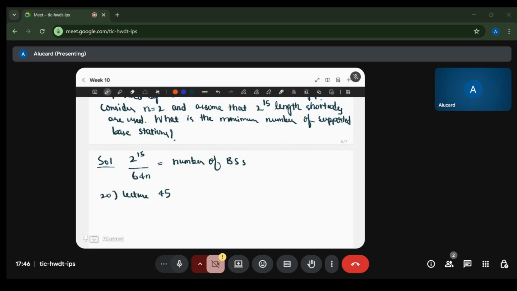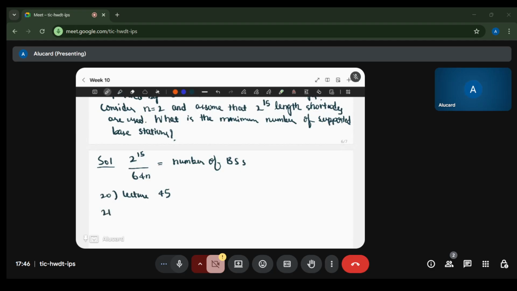For orthogonal variable spreading factor code, if a code is assigned, its successor cannot be assigned. That is true. And if a code is assigned, its predecessor can be assigned. That is false. If a code is assigned, the predecessor can also not be assigned.